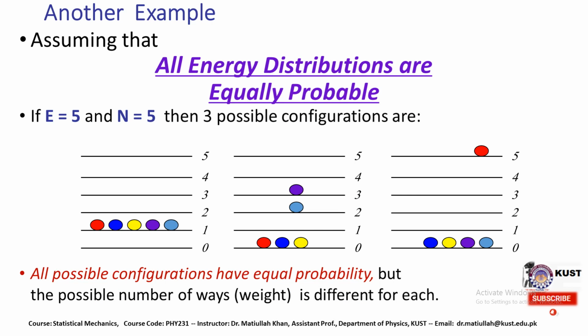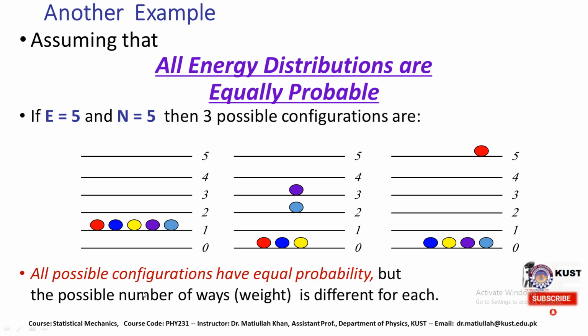We have another very simple example in which we assume all energy distributions are equally probable. This is actually the basic postulate of probability. We had already learned in the previous classes that for any particular system, all the possible states are equally probable. In a simple way, the probability of all accessible states is equal to each other.